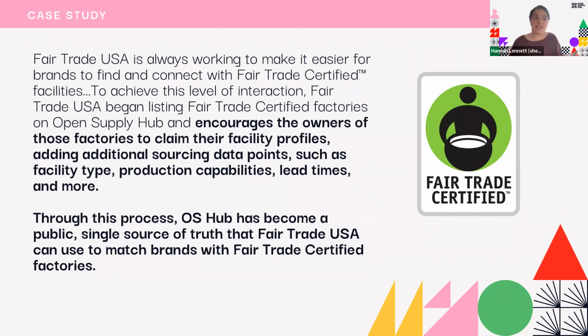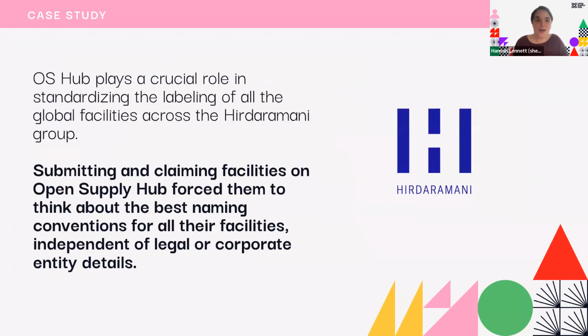So then those facilities have these nicely built out platforms, so that when brands are trying to search for Fairtrade certified facilities on Open Supply Hub, they can get all of the information they need to make their sourcing decisions. And then lastly, Hero Duramani Group, who really used the opportunity to upload and claim their facilities in Open Supply Hub as the time to standardize and think about the ways that we're sharing our name and address information across different stakeholders, clients and service providers, and bring a new level of standardization to their work.